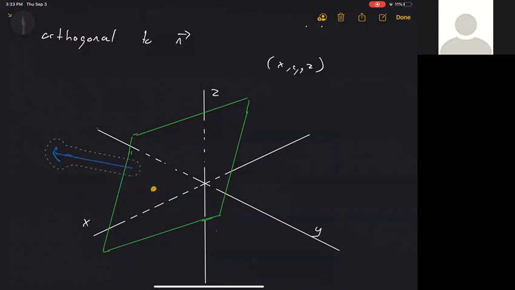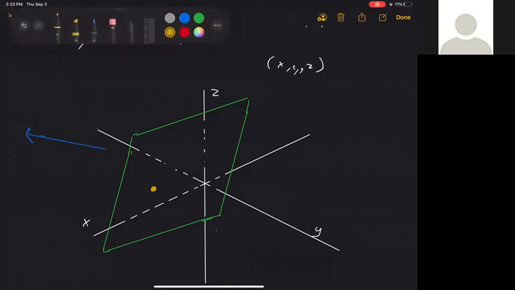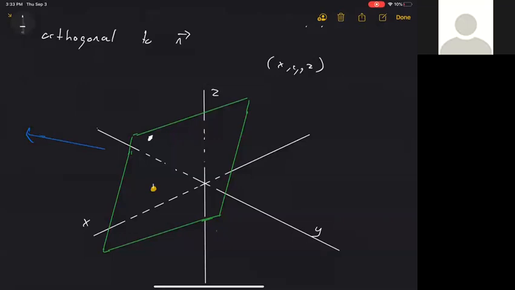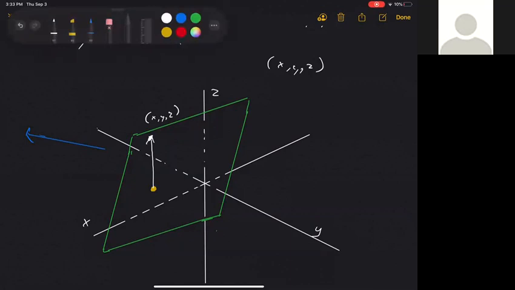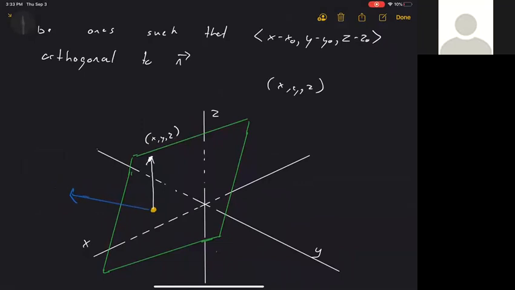Now, how can I write the points x, y, z in the plane? So like this point here. What do I know about this point? Well, if I draw a vector from my yellow point that I know to this point, which we'll just write as x, y, z for now, that's a vector in the plane. And since that's a vector in the plane, it's going to be orthogonal to this blue vector, right? This is going to be a 90-degree angle right there. So the dot product of these two vectors is going to be 0.